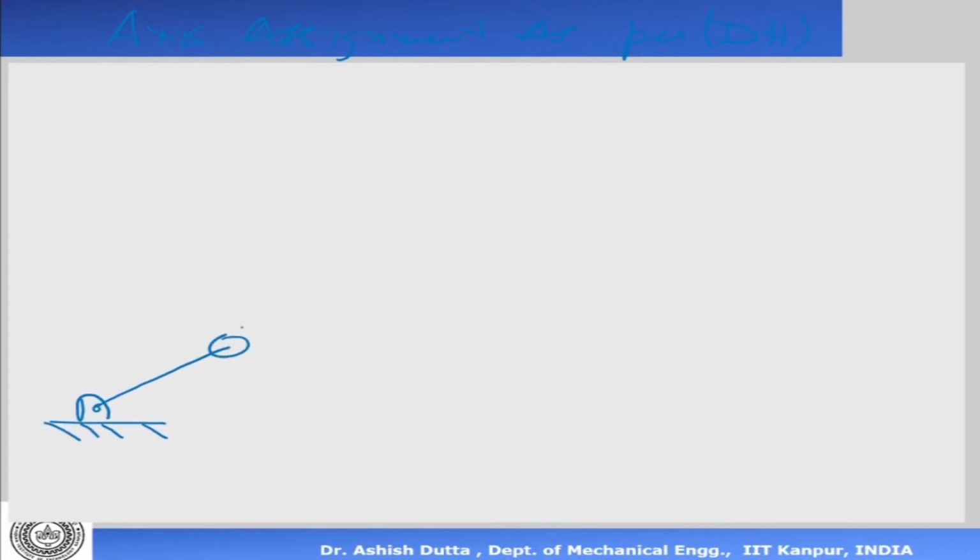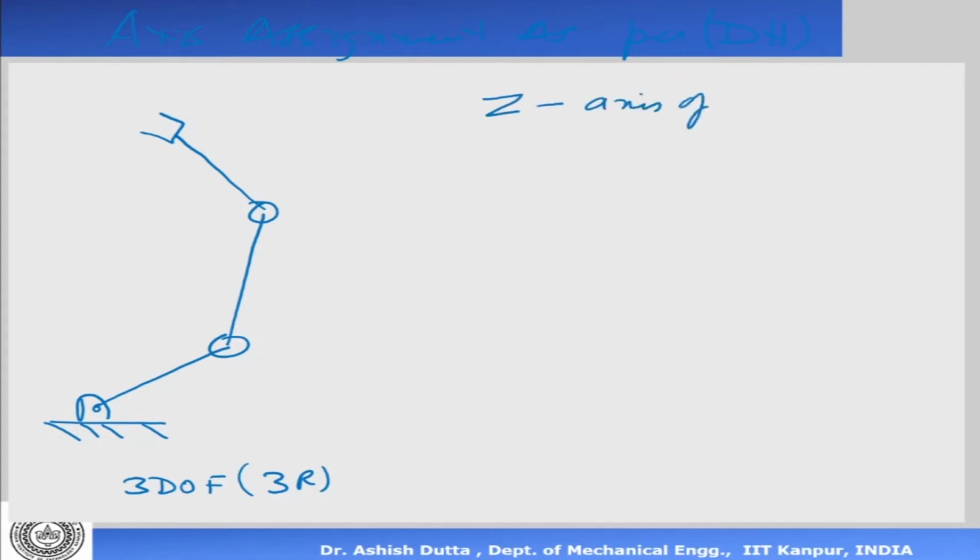So let me say that this is a robotic linkage. First of all, understand this is 3 DOF, degrees of freedom, which has 3 revolute joints. It is planar. What it means is that the axis of this mechanism is pointing out of the plane. So that's the first thing that we see. Now, as per DH notation, the first thing is we assign the z-axis as the axis of rotation or translation.